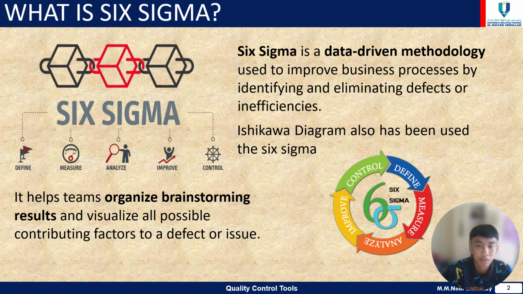Okay, let's start with Six Sigma. Six Sigma is a structured, data-driven approach that helps us eliminate defects in any process. Think of it as a method to boost efficiency and consistency. One of the tools used in Six Sigma is the Ishikawa diagram. It has something else, like Pareto and other things. This Ishikawa helps us visually map out every possible cause behind a problem, especially during brainstorming.